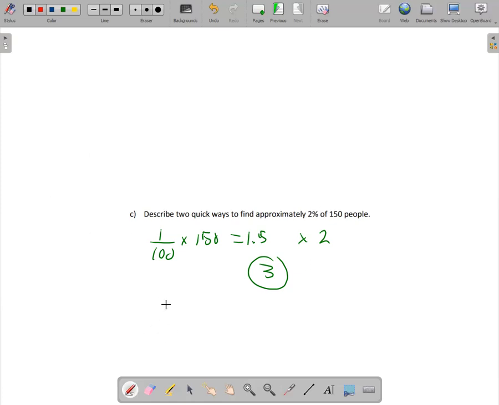Another way is thinking about 2% as 2 out of 100. And I want to do that out of 150. And then I can break off here and think about, well, 150 divided by 100, that's just a decimal shift. That's just 1.5. So this is another way to think. 2 times 1.5, or 3, would be a good estimate.